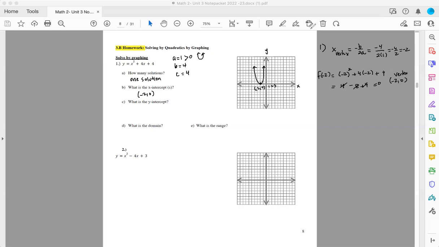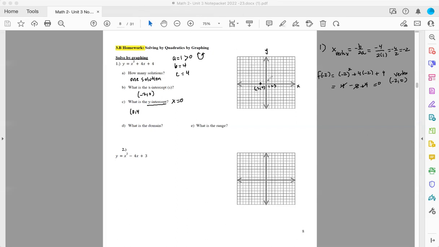Now, when they ask you where's the y-intercept, that's basically when x is 0, right? When x is 0, the y value is the y-intercept. So all we are doing is getting rid of the x's. That's how you make the x's 0. Basically, you get 0 here, you get 0 here, and you're left with y equals 4. So 0, comma 4 is our y-intercept.